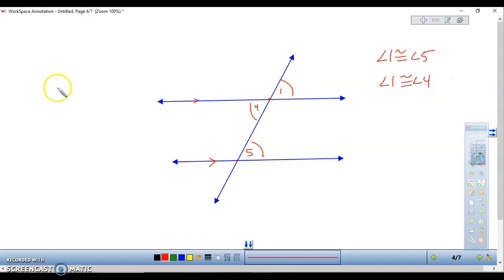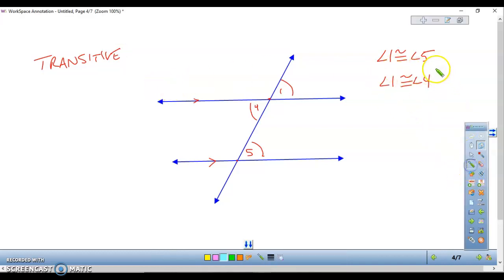Now, there's this idea that we haven't discussed yet, but I'm going to talk to you about it right now. It's a property. It's called the transitive property, and it makes a lot of sense. The transitive property says that if angle 5 is congruent to angle 1, but angle 1 is congruent to angle 4, well, that means directly that angle 5 would have to be congruent to angle 4. It just allows you to skip the middleman.